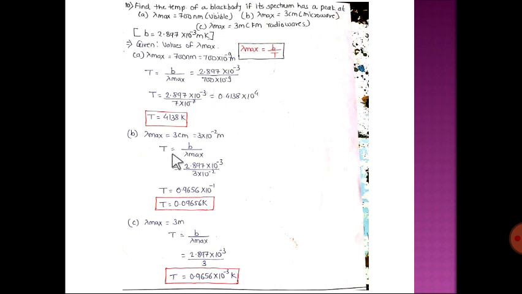Third one, by applying the same rule. Third one, lambda max is 3 meter. By putting value, we are getting 0.9656 into 10 raised to minus 3 Kelvin. So these are the temperatures at which lambda max is given. So this is as simple as that. So here we have finished with the numericals which are there in the exercise. Alright, so this is all about the numericals.